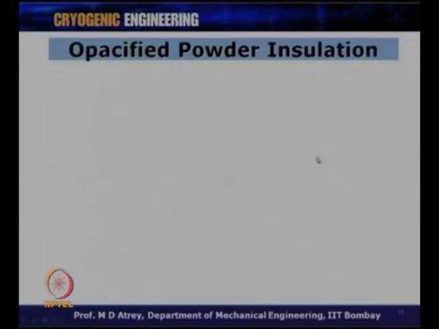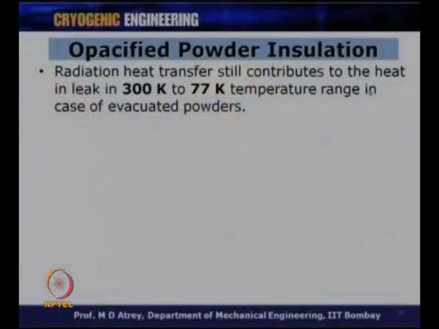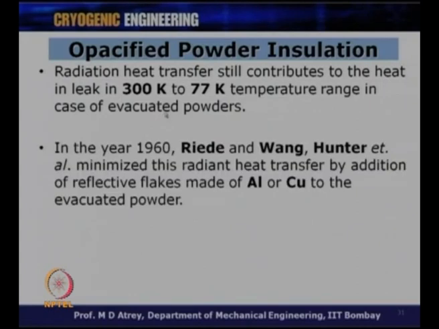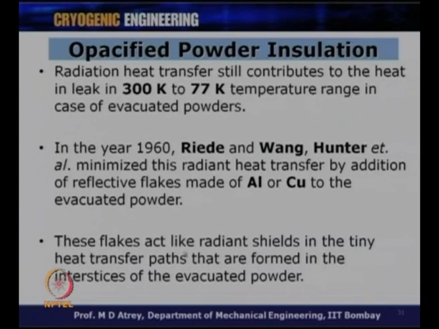All right. Let us go to opacified powder insulation. Radiation heat transfer still contributes to the heat leak in the 300 to 77 K temperature range in the case of evacuated powder. We have just seen that. If I want to get rid of that, comes opacified powder. In 1960, Reed and Wang Hunter et al. minimized this radiant heat transfer by adding reflective flakes made of aluminum and copper to the evacuated powder. These flakes act like radiant shields in the tiny heat transfer paths formed in the interstices of the evacuated powder, and therefore they will prevent these radiations further.